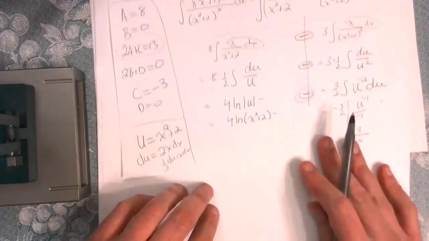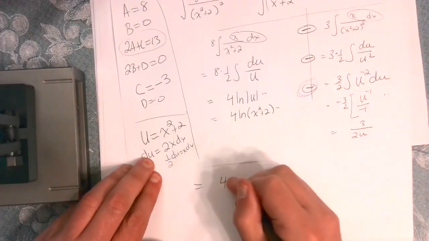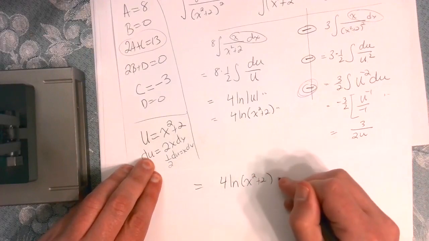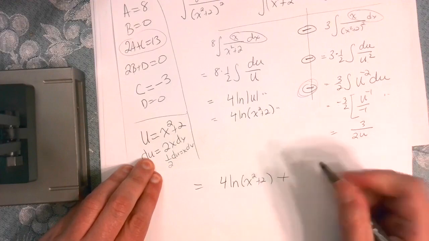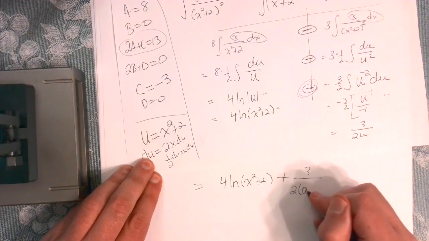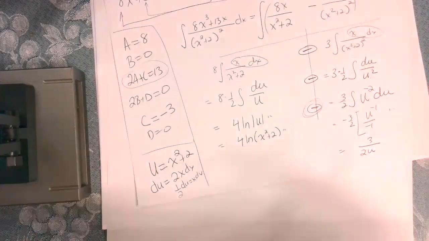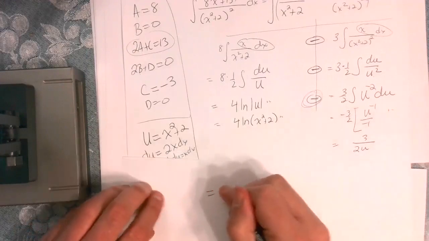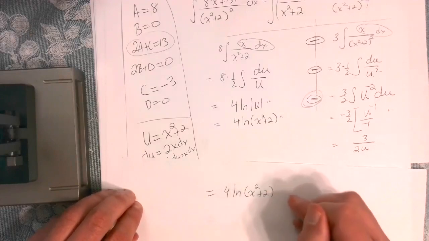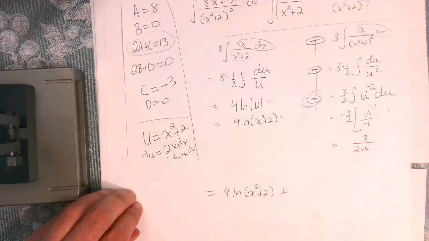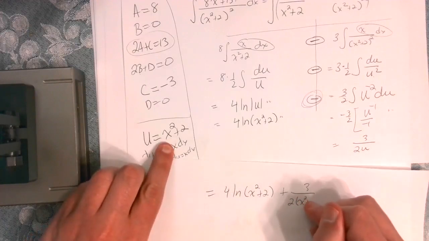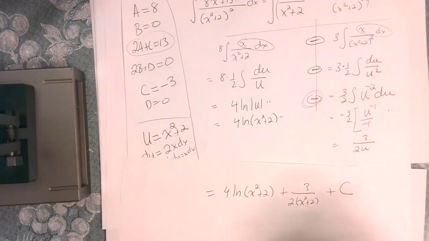Okay, so finally, putting them together, my final answer is 4 times the natural log of x squared plus 2 minus, oops, plus, right? Double negatives. 3 over 2 times u. Well, we said u was, take 2. Okay, here we go. That's real life, folks. That's how it goes. So this is 4 times the natural log of x squared plus 2 plus, right? Because all the negatives canceled. That's 3 over 2 times u, but that's u. That's a bit better. Plus c.